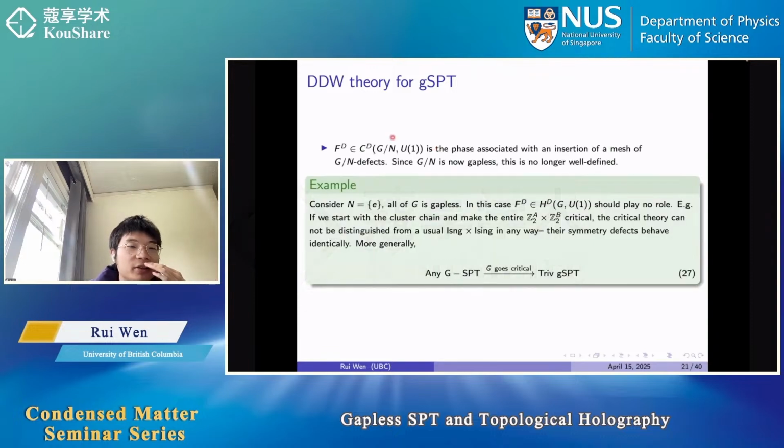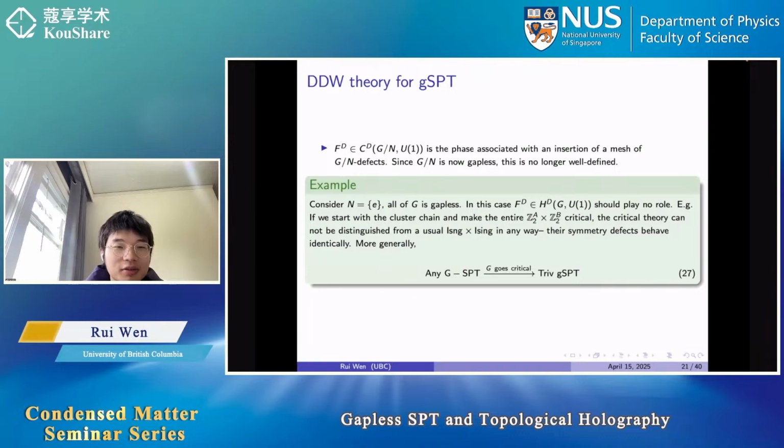Okay, so another thing is that this FD term, which is like a D cochain of G over N, is a phase associated with an insertion of a mesh of G over N defects, right? But now since G over N is gapless, this is no longer well defined. So here's an example. If we take N to be the trivial group, as we just discussed, this is definitely possible, right? Then this means all of G is gapless.